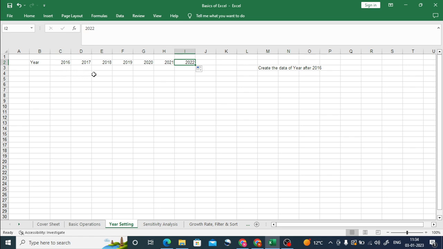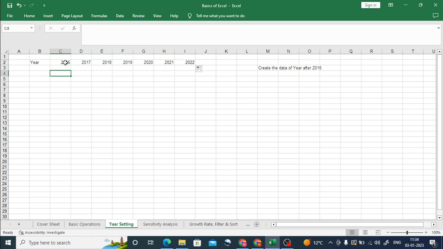Now one of the most important things is that the increase in numbers will be the same as the increase in number of the first two cells, right? So you can see that 2017 is one more than 2016. So the same thing will continue in the future as well, right? So 2017 plus 1 is 2018, 2018 plus 1 is 2019.